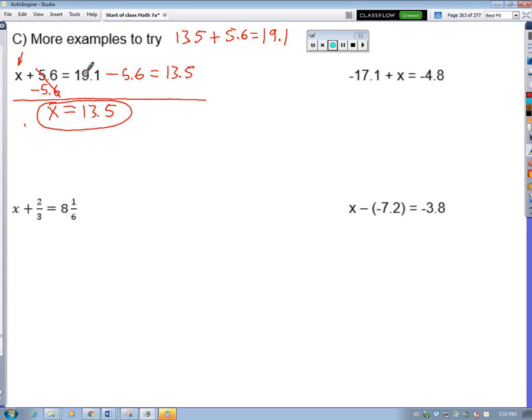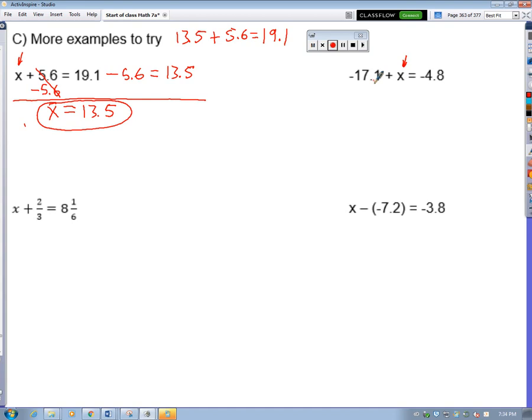Alright, let's check out another problem here. Here we have negative 17.1 plus x, here's our mystery number, equals negative 4.8. Okay, we need to find out what we add to negative 17.1 to get negative 4.8. Alright, we are going to do our first step, the inverse operation. Think to yourself, how do you get rid of negative 17.1? How do you cancel it out? Well, you do the opposite.